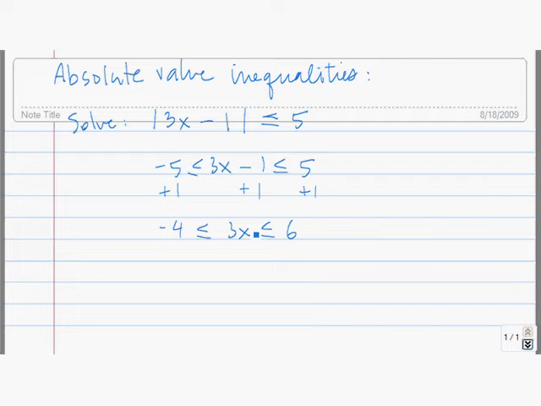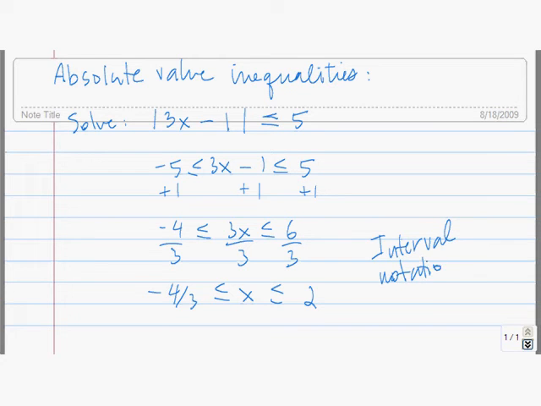And now we divide by 3. So we have negative 4 thirds is less than or equal to x is less than or equal to 6 thirds, which is really equal to 2. In interval notation, we can write this as negative 4 thirds with a hard bracket, comma, 2. Okay, hard bracket means or equal to. It means that that endpoint is included.